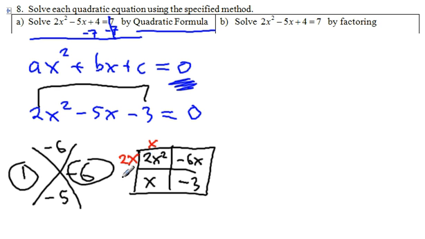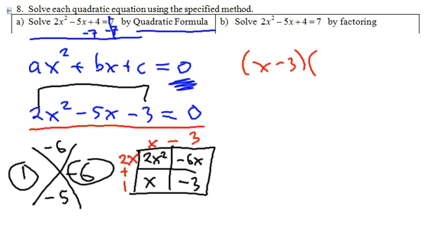Then x times positive 1 equals itself. And 2x times negative 3 would equal negative 6x. Then automatically this negative 3 works out because you have negative 3 times positive 1, and that's checking out. So in factored form, this problem becomes x minus 3 times 2x plus 1, and then still equals 0.